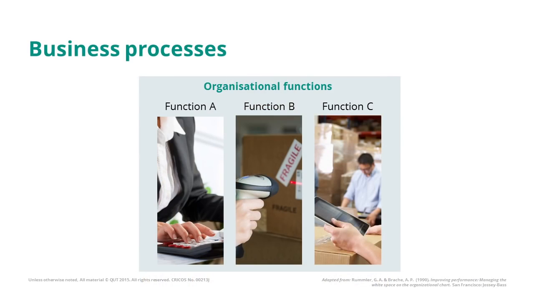Business processes provide a structure over the activities that are performed in an organization. Now, to understand what a business process is, it helps to conceive the organization as a complex system that is made up of a number of organizational functions, whereby a function is a logical grouping of activities.